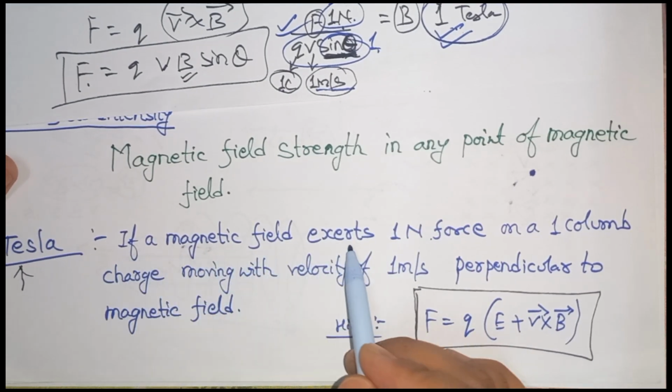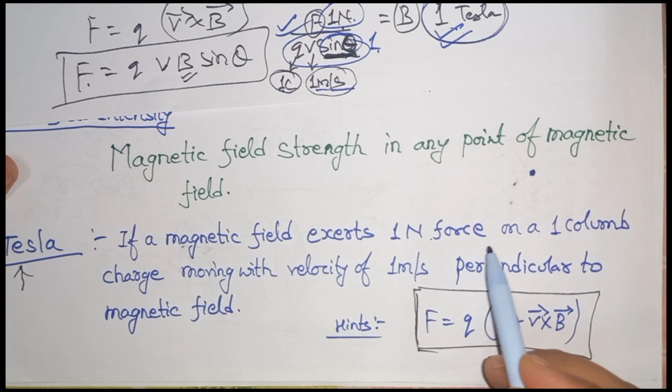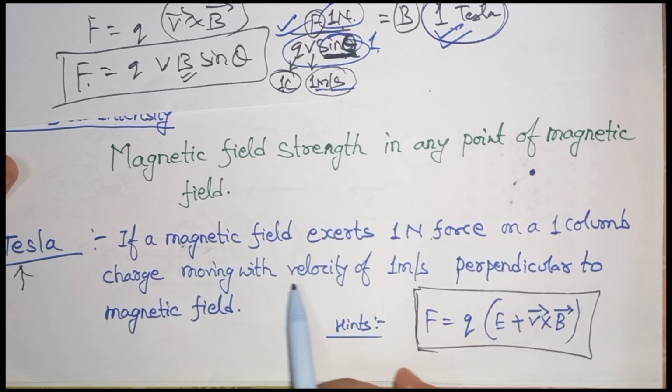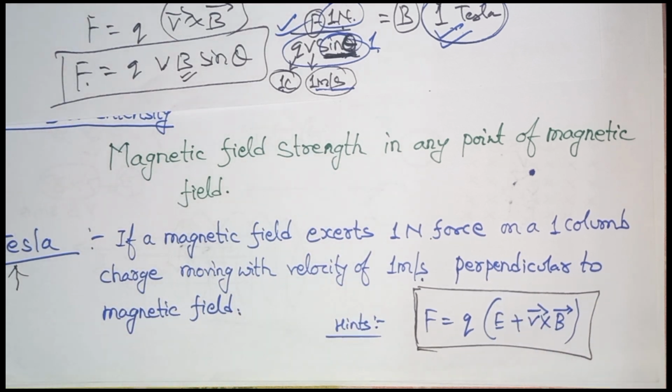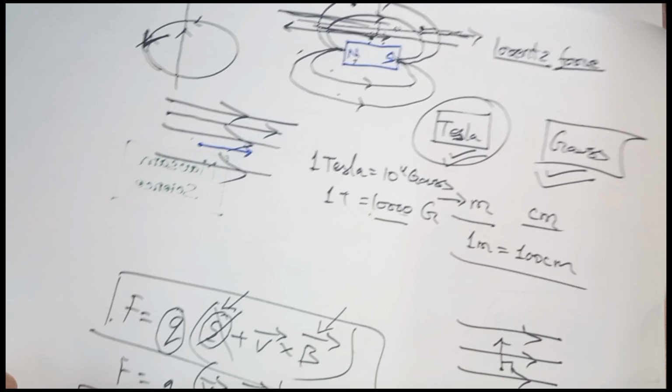If a magnetic field exerts 1 Newton force on a 1 coulomb charge moving with the velocity of 1 meter per second perpendicular to the magnetic field, then such a magnetic field is known as 1 Tesla. Okay, I hope it is clear up to here.